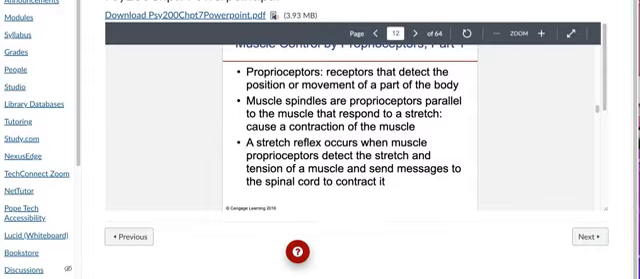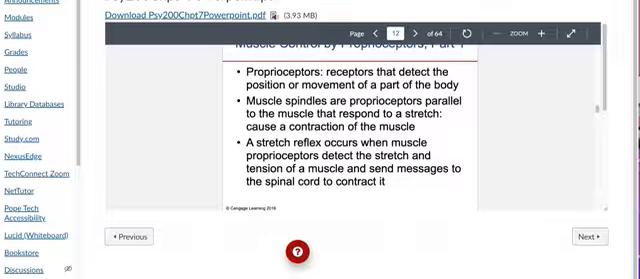One key proprioceptor is the muscle spindle. Muscle spindles are embedded within the muscle fibers themselves. They detect changes in muscle length, basically how much a muscle is being stretched. When a muscle is stretched too far or too quickly, spindles send signals to the spinal cord, which triggers a reflex contraction to resist the stretch.